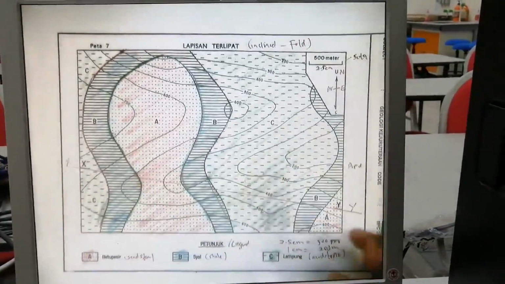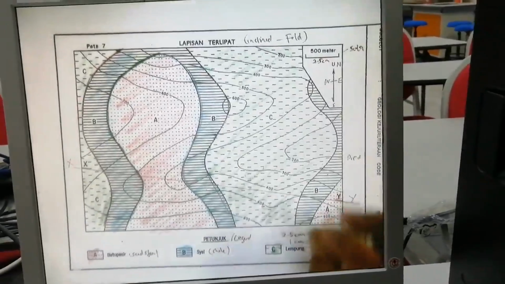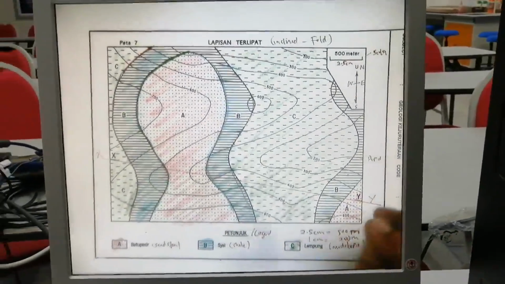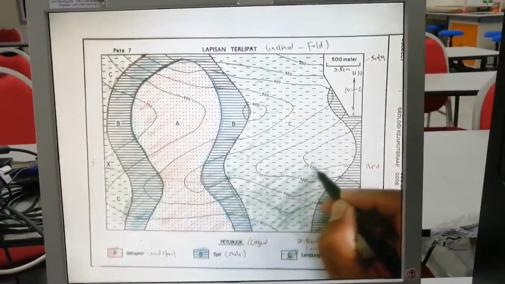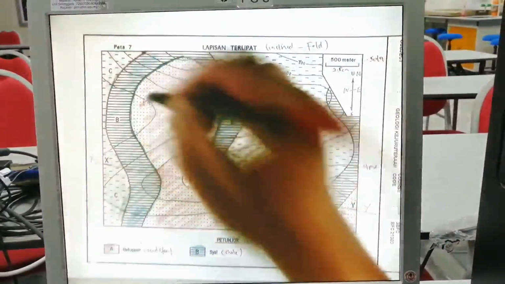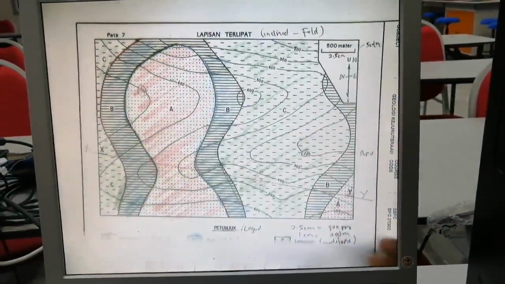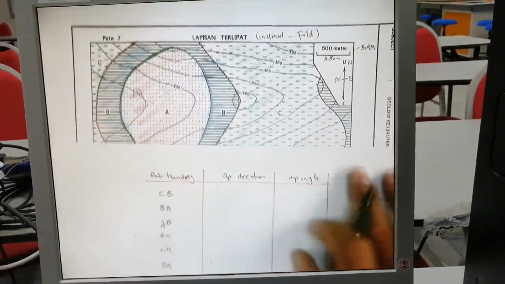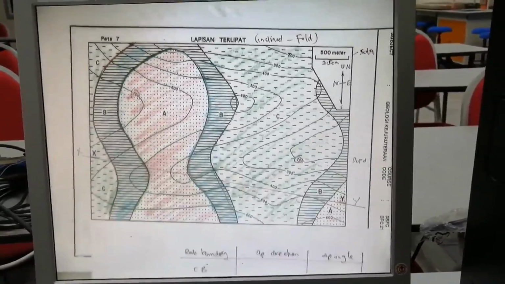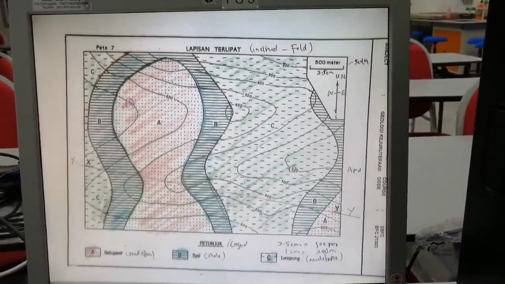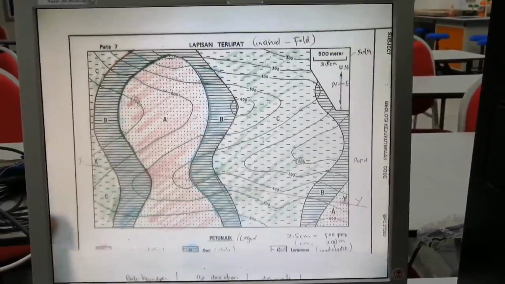So this geological map contains topographic contour information as well as geological information. The lowest is 200, the highest is 700. Important. To get the dip direction and dip angle for each boundary, you have to draw a straight line.